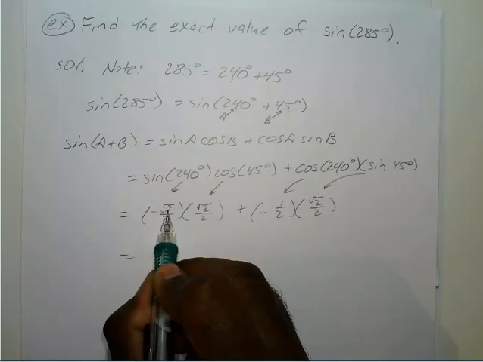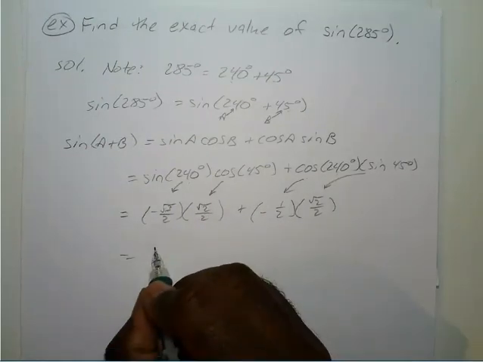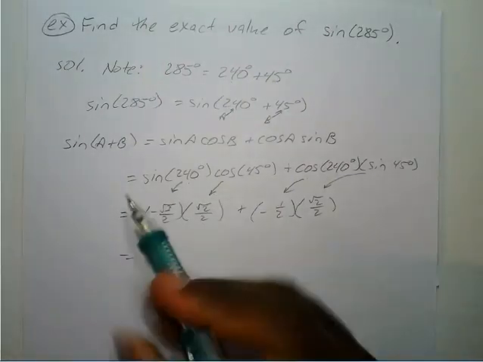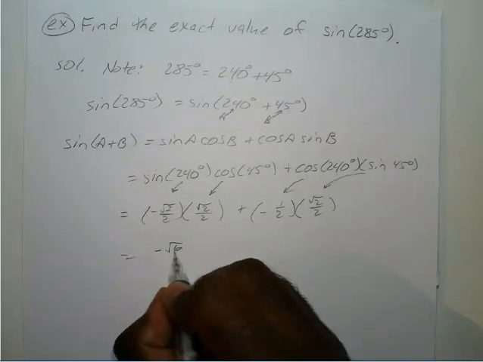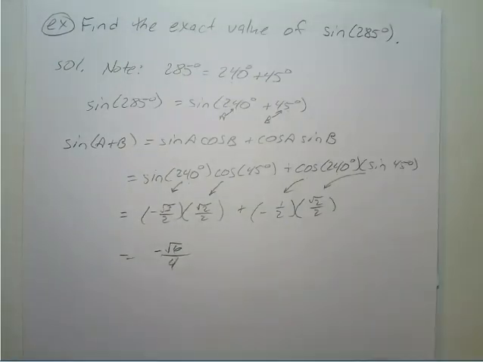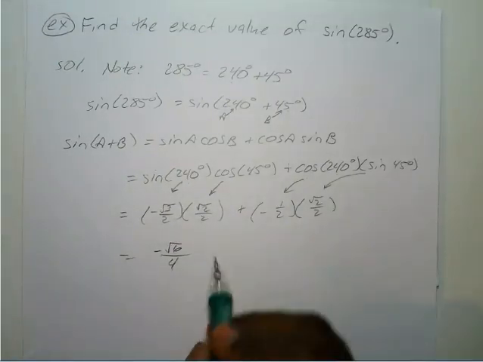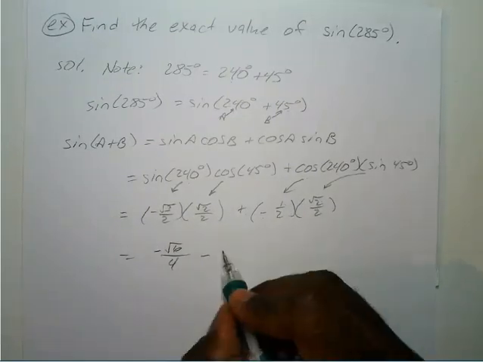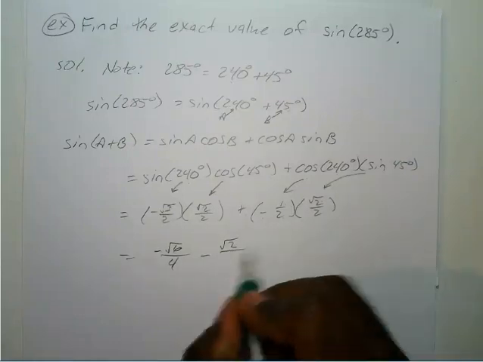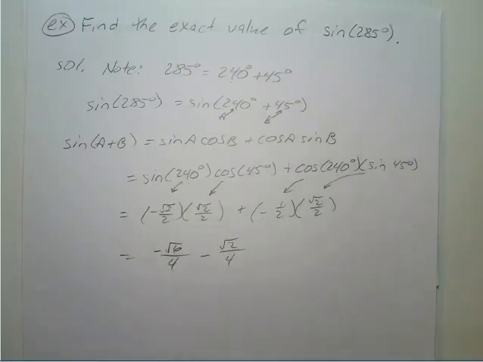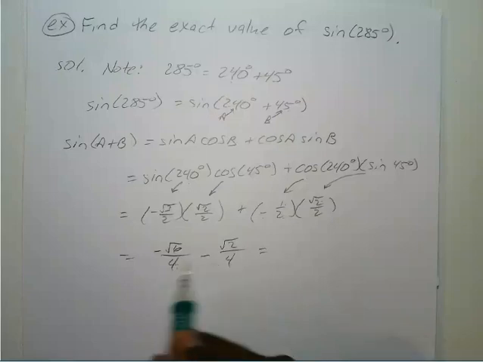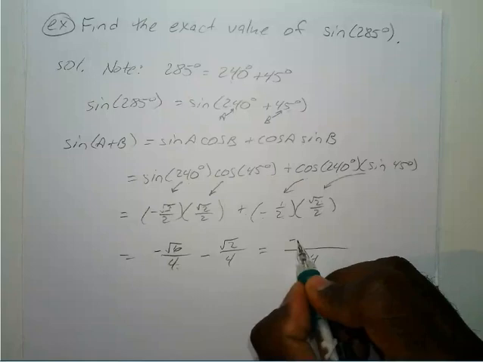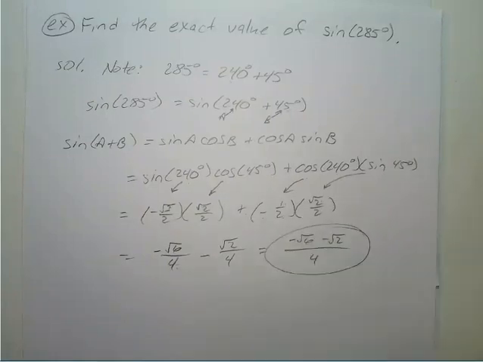Square root of 3 times square root of 2 is negative square root of 6. We don't really need the parentheses. You can leave that alone. So you have negative square root of 6 over 2 times 2, which is 4. Plus, you have a negative here, so that's negative 1 times square root of 2, which is square root of 2, over 2 times 2, which is 4. You can combine those since they are over the same denominator. So that's negative square root of 6 minus square root of 2 over 4.